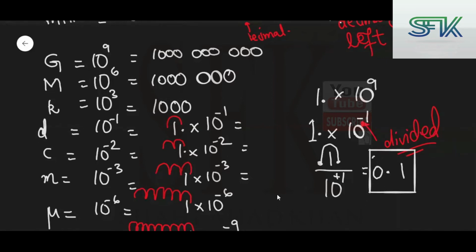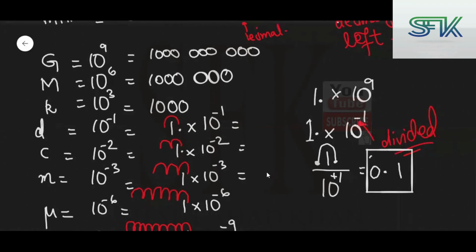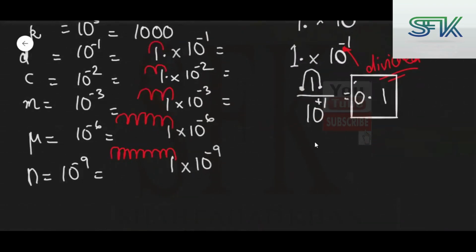Now instead of doing all this, you could just directly do the following. 1 multiplied by 10 raised to the power minus 1. You identify that there is a negative sign right over here. What you do is you just jump the decimal by the number written right over here, by the power. In this case it's 1, so you just jump it by 1 digit and it becomes 0.1.